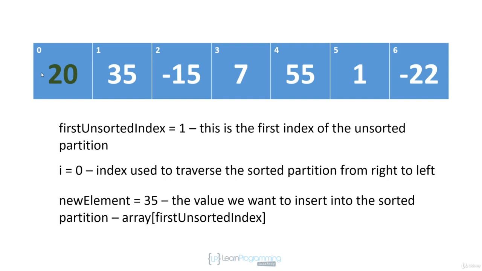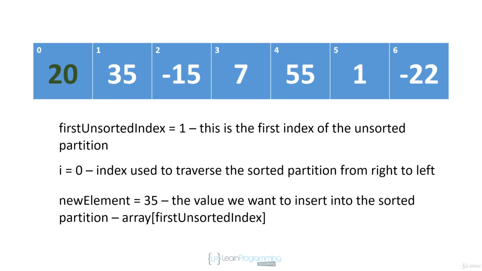Now, on each iteration, we take the first element in the unsorted partition, which will be the element at array of first unsorted index, and we insert it into the sorted partition. And so at the end of each iteration, we'll have grown the sorted partition by 1. And so what we'll do on the first iteration is we'll take 35, because that's the first unsorted value, and we will insert it into the sorted partition. And at the end of the iteration, the first two elements in the array will be sorted.